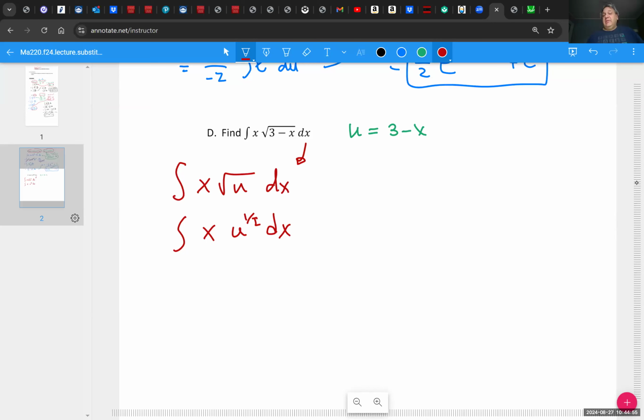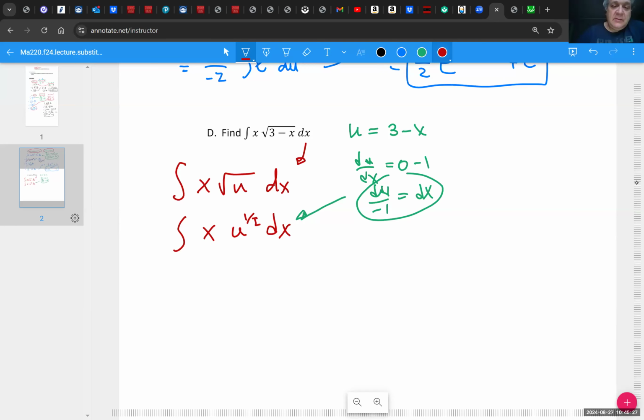But you probably know the routine by now. I have to get rid of the dx part. And the way I'm going to do that is by differentiating. So the derivative of u is called du dx. And the derivative of 3 is 0. The derivative of negative x is -1. So I can solve for dx. dx is equal to du over -1, or just negative du if you want to write it in a simpler way. So we're going to take this version of dx and put it into our problem.